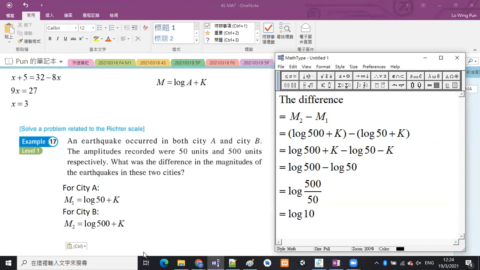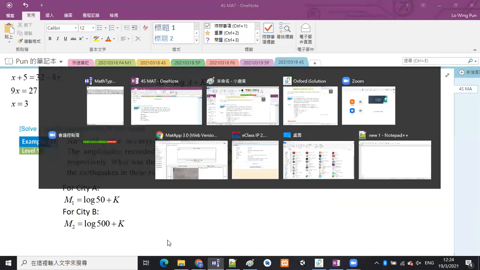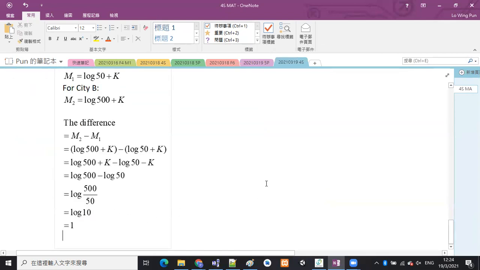But the base of this log is base 10. So log 10, base 10 will be simplified to be 1. Okay, so the difference is equal to 1, like this.